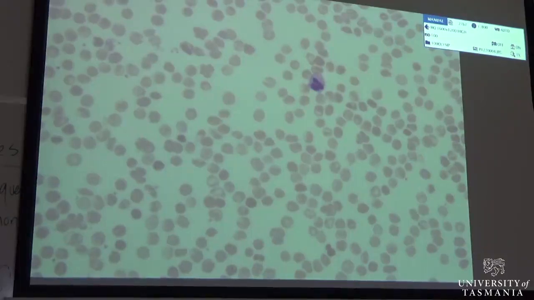And I just realised I didn't give you the diffs for the other two. So if we go for film 2.7, the differential count should have been something like 38%, 47%, 14%, eosinophils nothing, and basophils 1. So that's neutrophils 38%, lymphocytes 47%, monocytes 14%, eosinophils 0, and basophils 1%.